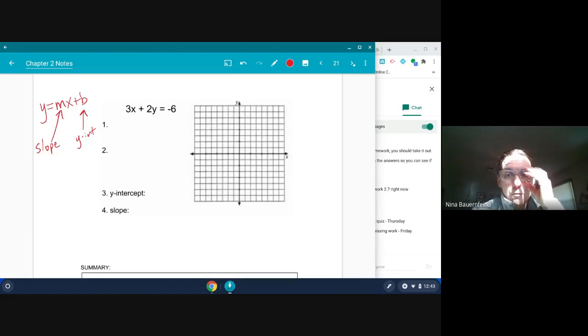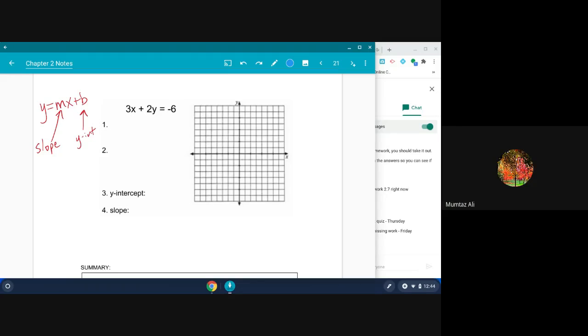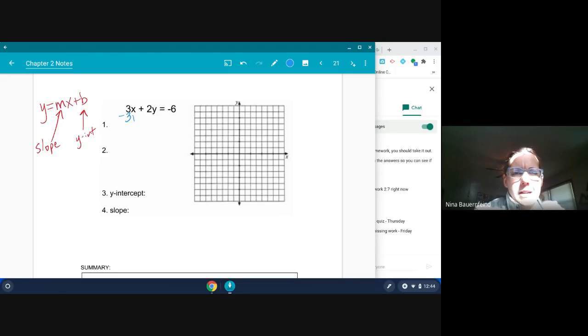Okay, so the first move is to move the x term to get y by itself. So what is our x term? 3x. Yep. Is that positive or negative? Positive. Good. So since it's positive, we need to minus to do the opposite. So those disappear, and we have 2y equals -6 minus 3x.